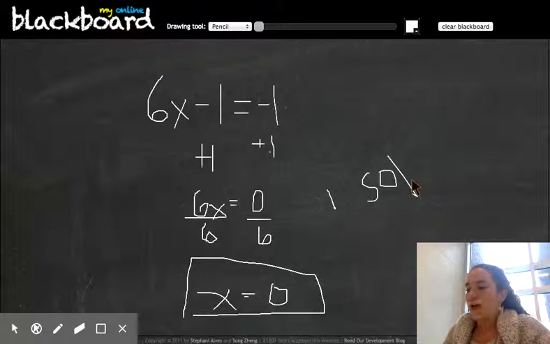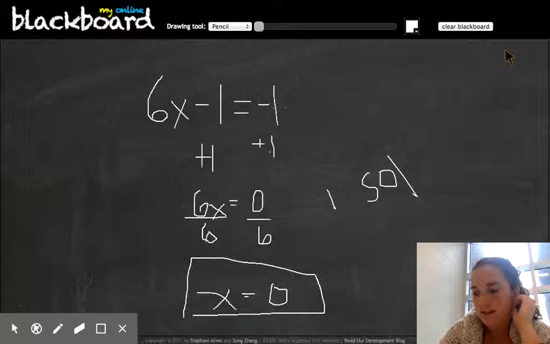Okay, go ahead and try the practice problem on the back as well as the graded problem in the exit ticket. Good luck.